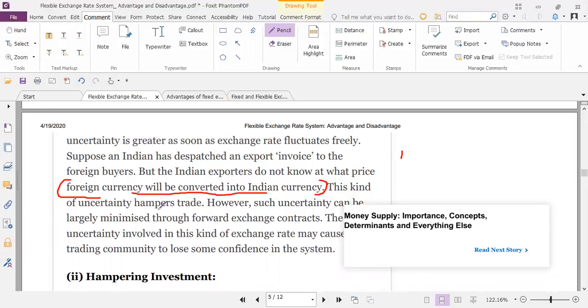This kind of uncertainty hampers trade. And I've told you, uncertainty is not good for the economy. Uncertainty means the investors will hesitate to invest because they never know what can happen later. What if investors are coming and investing huge money on some project, and tomorrow anything goes wrong and they undergo loss? So they will hesitate from investing huge money if there's uncertainty. However, such uncertainty can be largely minimized through forward exchange rate contracts.